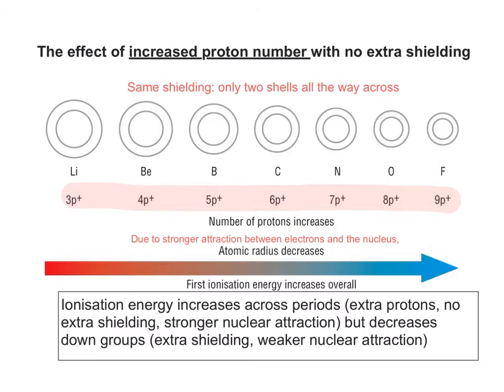So the trend is that ionization energy increases across the periods but decreases down groups, and you have to be able to explain this using the reasons given.